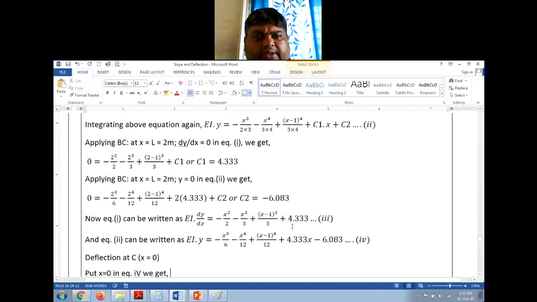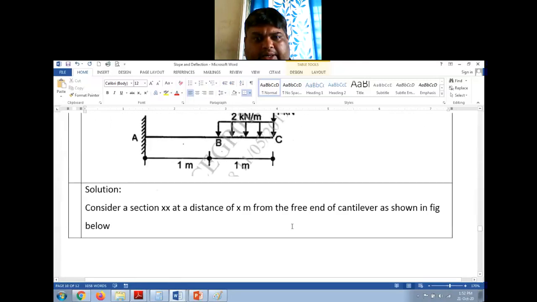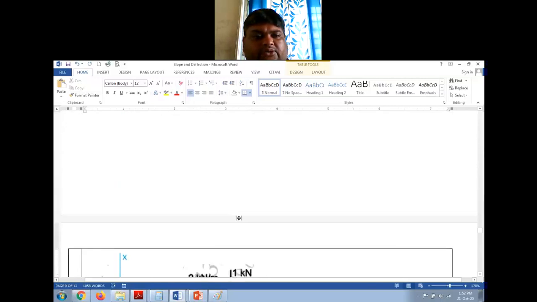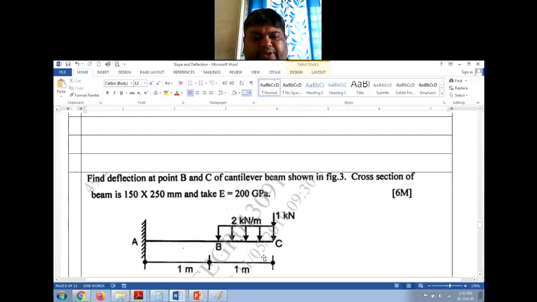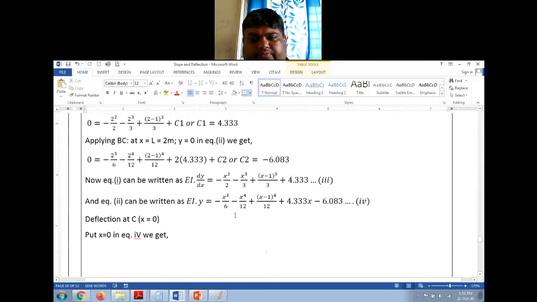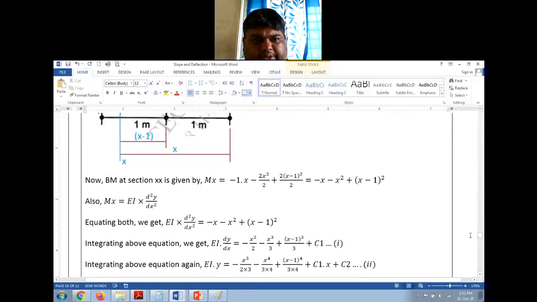Okay. Before that, I need to calculate EI value. Cross section is given here, so I have to calculate the moment of inertia. So this is 150 by 250, right? Or let us do it in the beginning.